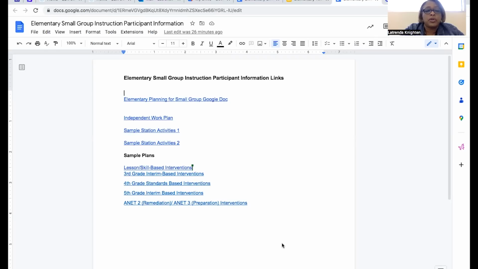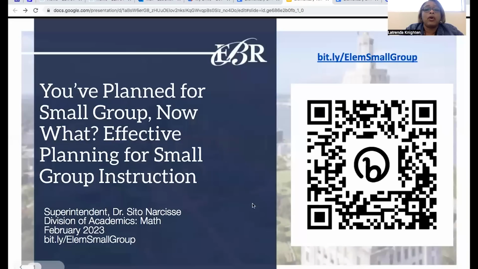One of the other resources we'll talk about a little later is the independent work plan, which is a plan for you to phase in small groups of your class if this is new to you, because sometimes you want to know what a station activity could possibly look like. You have two resources for some sample station activities, and then there are some sample plans. One of the things we'll talk about is different types of small group interventions, so you have some sample plans to see what those could look like. This is a document that hopefully has a lot of resources that you will find very useful for you and your students. So now that we've taken care of the housekeeping, let's get started with today's session.